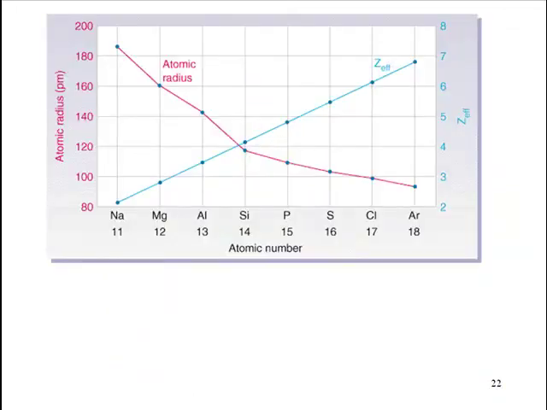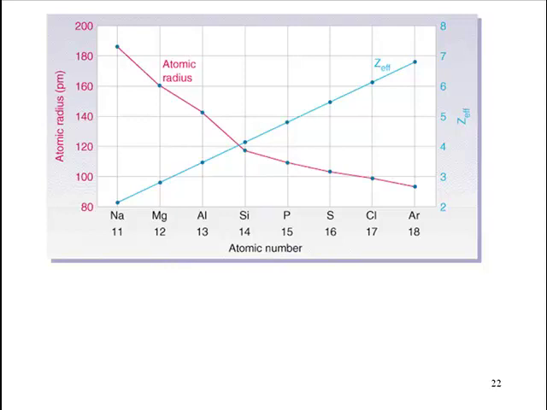Now, the atomic number, as you look across in one row, we're looking at row 3 here, period 3, sodium to argon. As you look across this graph, what do you see? Okay? Zeff increases, okay? Linear relationship. Atomic radius does what? Decreases. So the larger the Zeff, the what? Smaller the size. So that helps us.